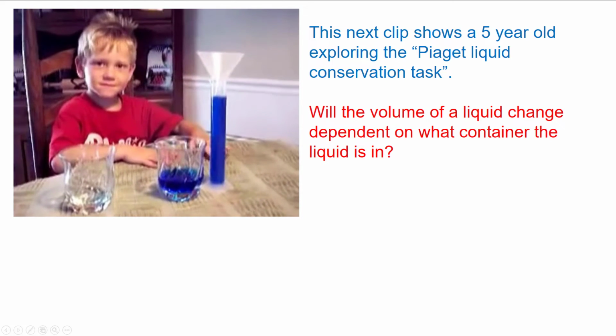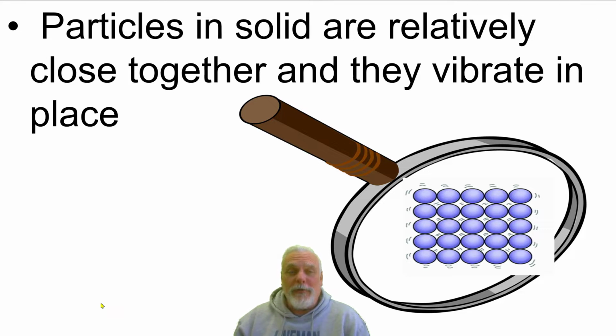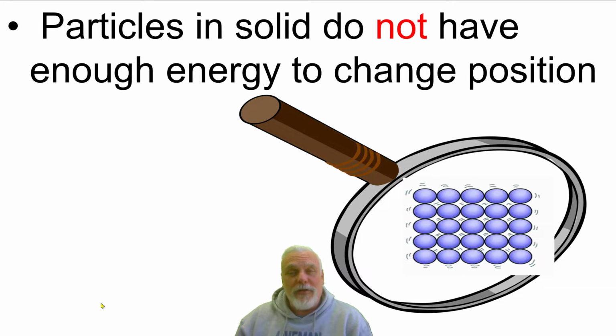Okay. Thanks, Ethan. Here's a quick review from our lecture on solids. Do you remember what the particles in a solid look like and how they behave? Particles in a solid are relatively close together and they vibrate in place. Particles in a solid do not have enough energy to change position. That's why they're a solid. They retain the same shape.